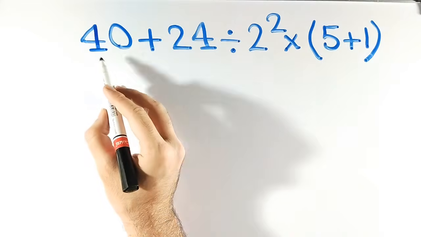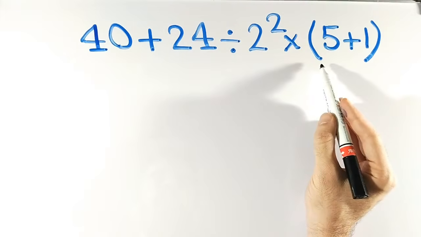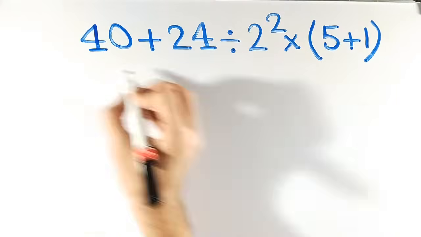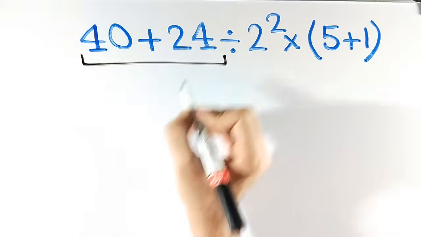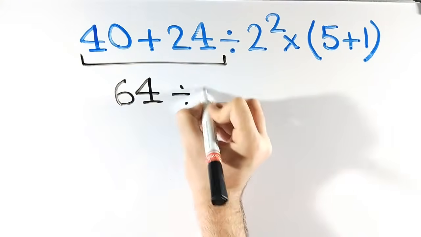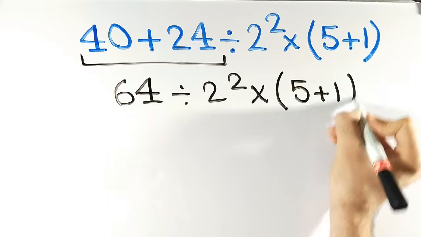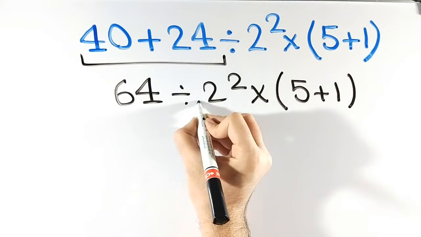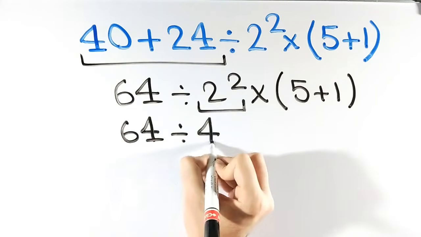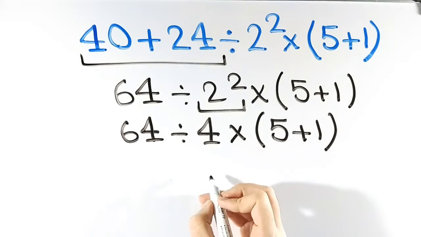What is the value of the expression 40 plus 24 divided by 2 squared multiplied by (5 plus 1)? Many people when solving this question first go for the addition between 40 and 24, and instead of this expression they write 64 divided by 2 squared multiplied by (5 plus 1). In the next step, they go for the exponent and write this expression as 64 divided by 4 multiplied by (5 plus 1).